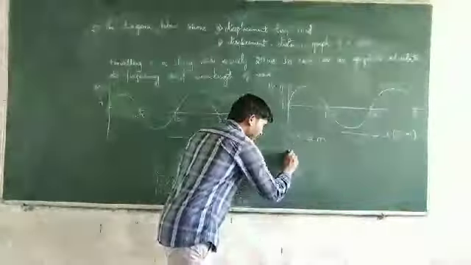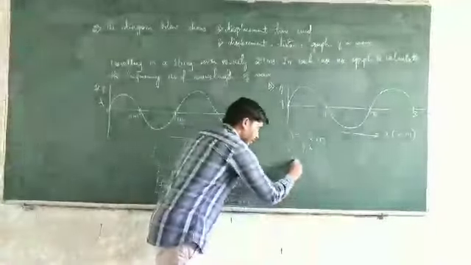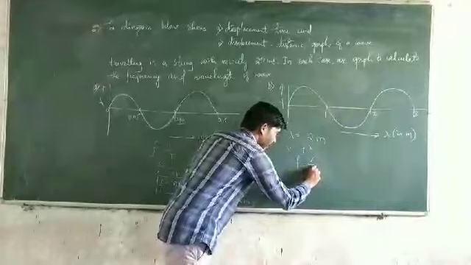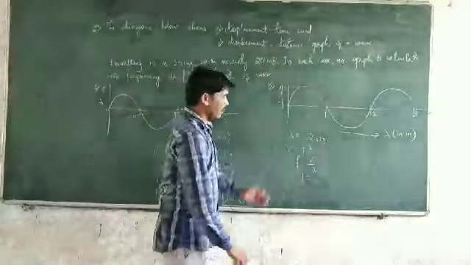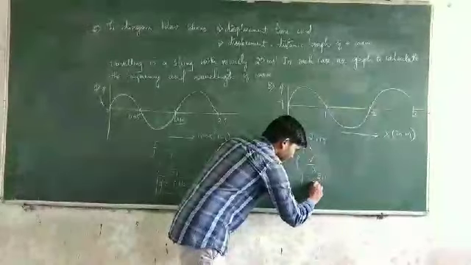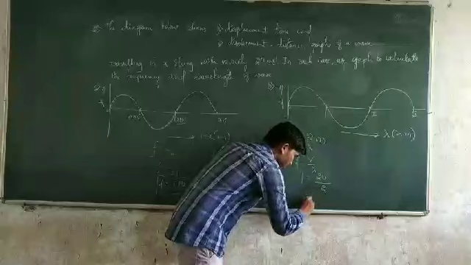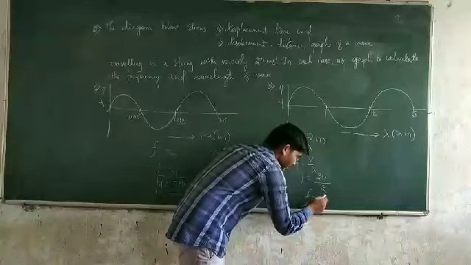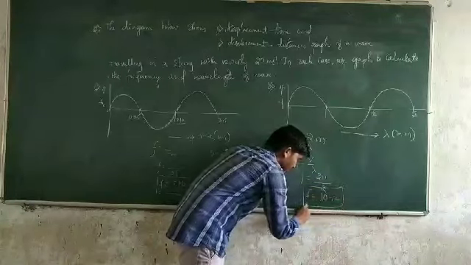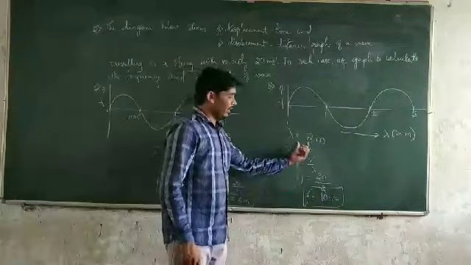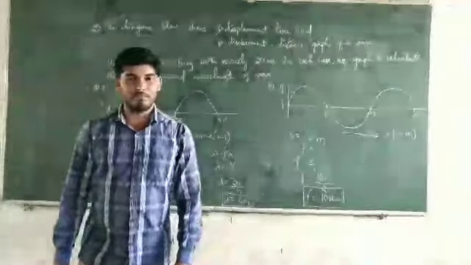Next, frequency can be calculated by using v is equal to f into lambda. So f is equal to v by lambda. What is v again here? The speed of sound, that is 20. And what is the wavelength here? 2 meter. So frequency is equal to 20 by 2, that is again 10 hertz. So this is the wavelength and frequency for the second wave diagram.